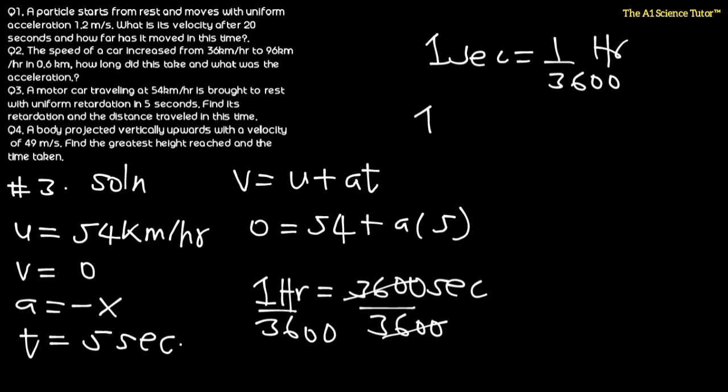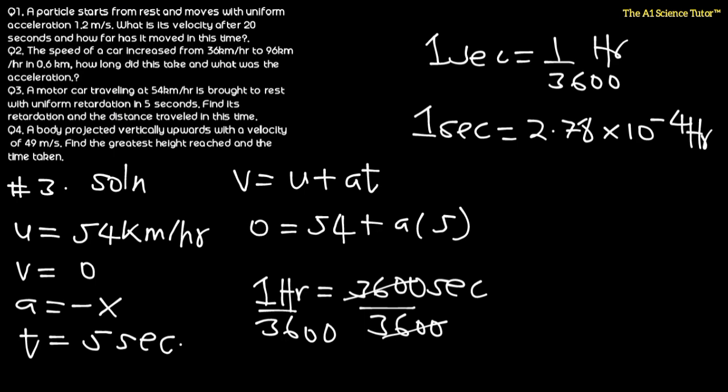So this makes 1 second equal to 2.78 multiplied by 10 raised to the power of negative 4. So this is what you have: 1 second is equal to 2.78 times 10 raised to the power of negative 4 hour.